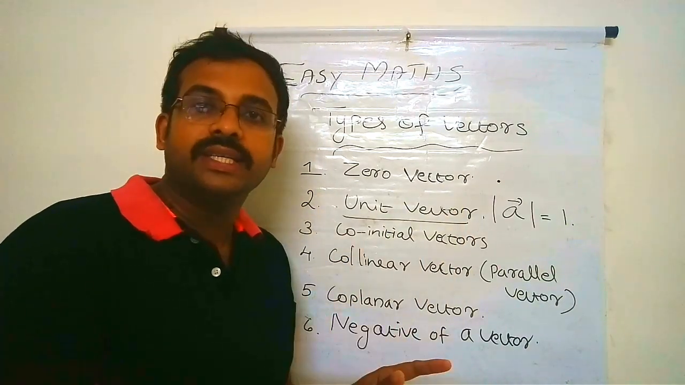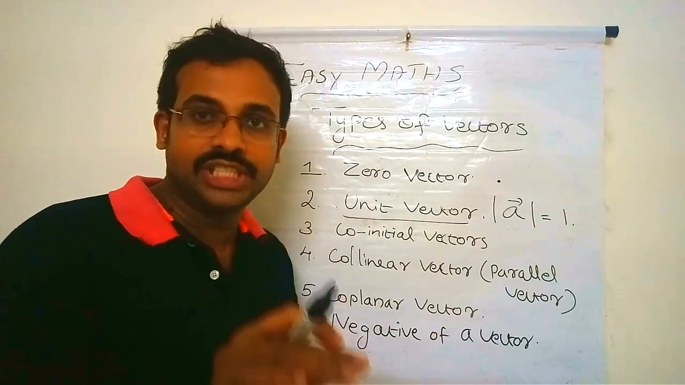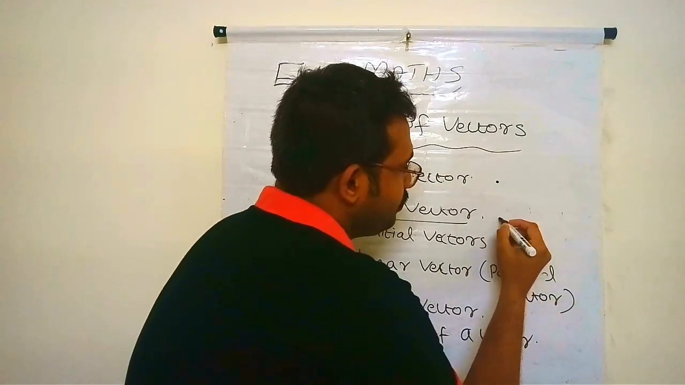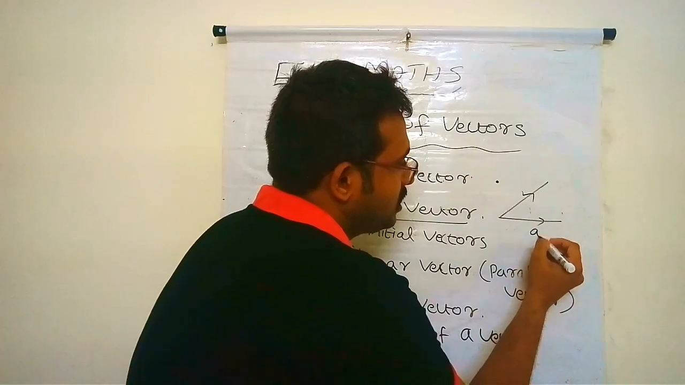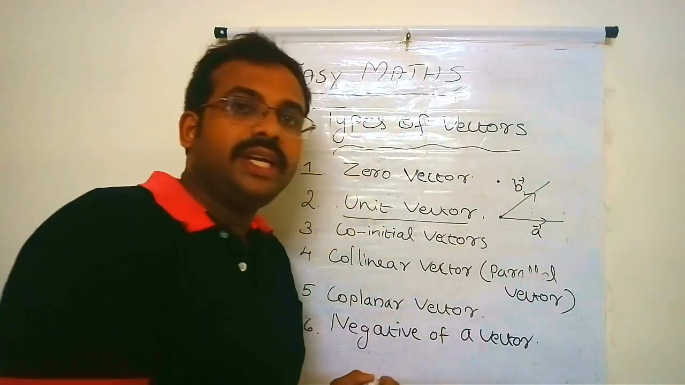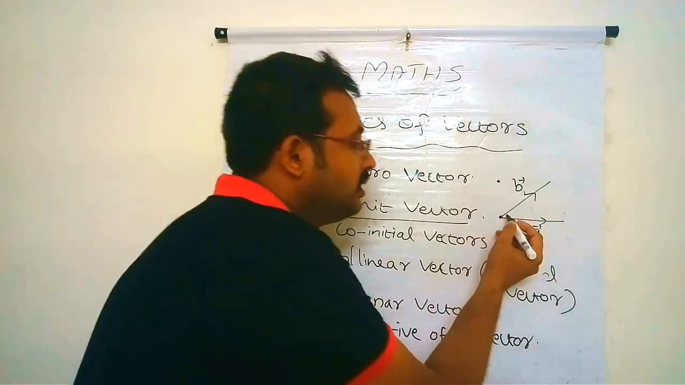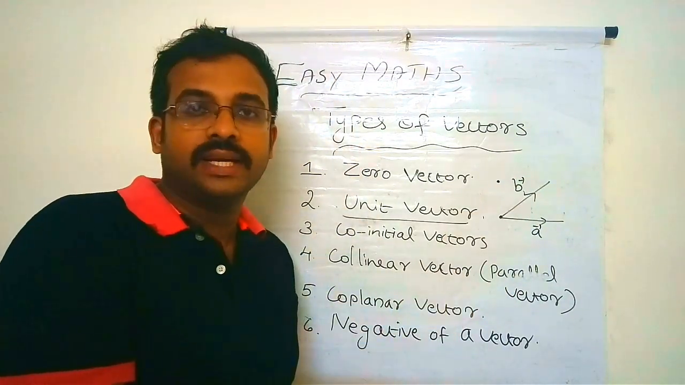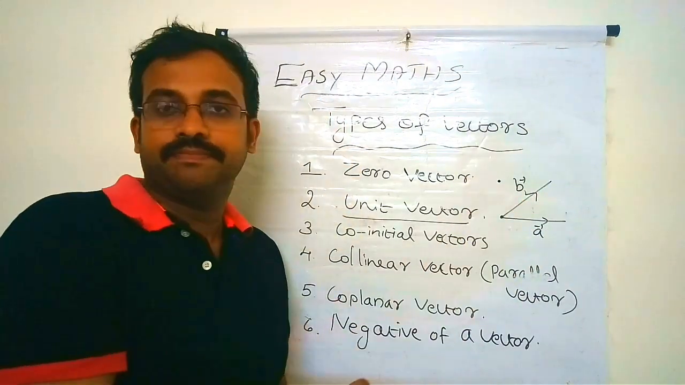The third one is co-initial vectors. Two vectors having the same initial point are called co-initial vectors. For example, this is vector A, and this is vector B. They originate from the same initial point. So we can call vector A and vector B co-initial vectors because their initial points are the same.